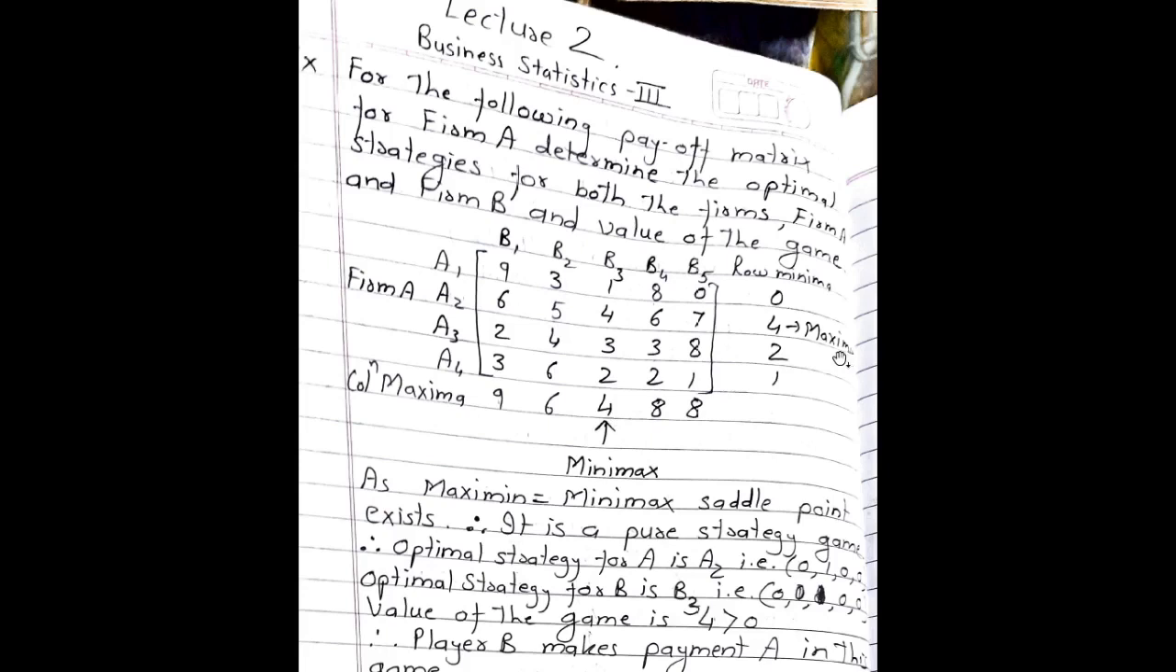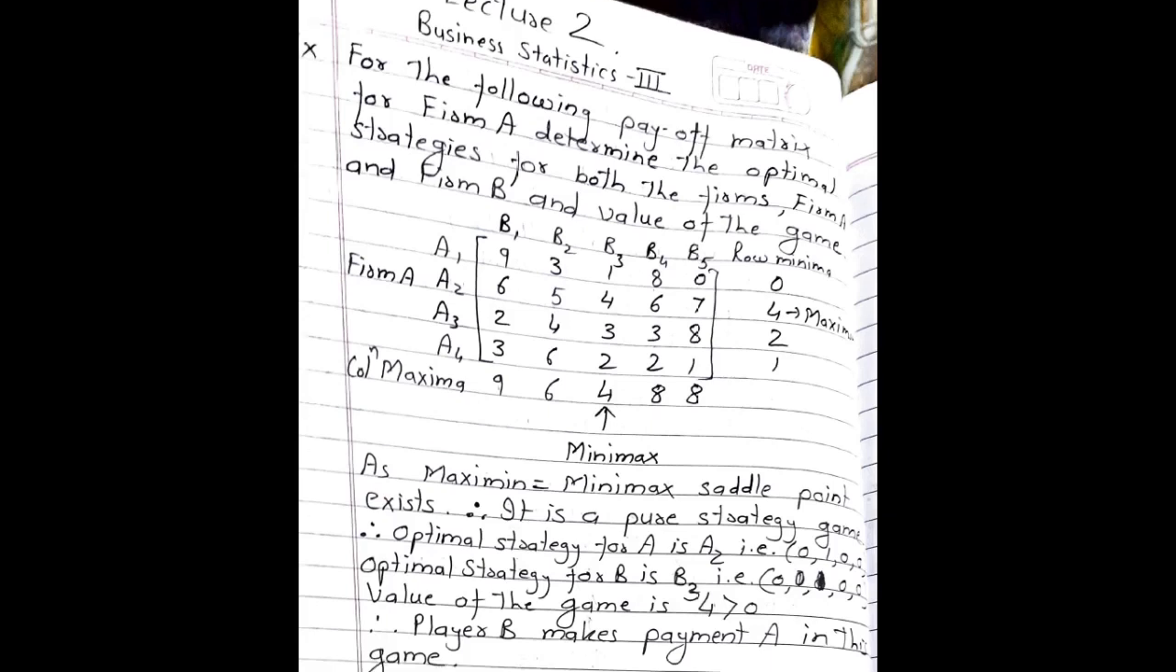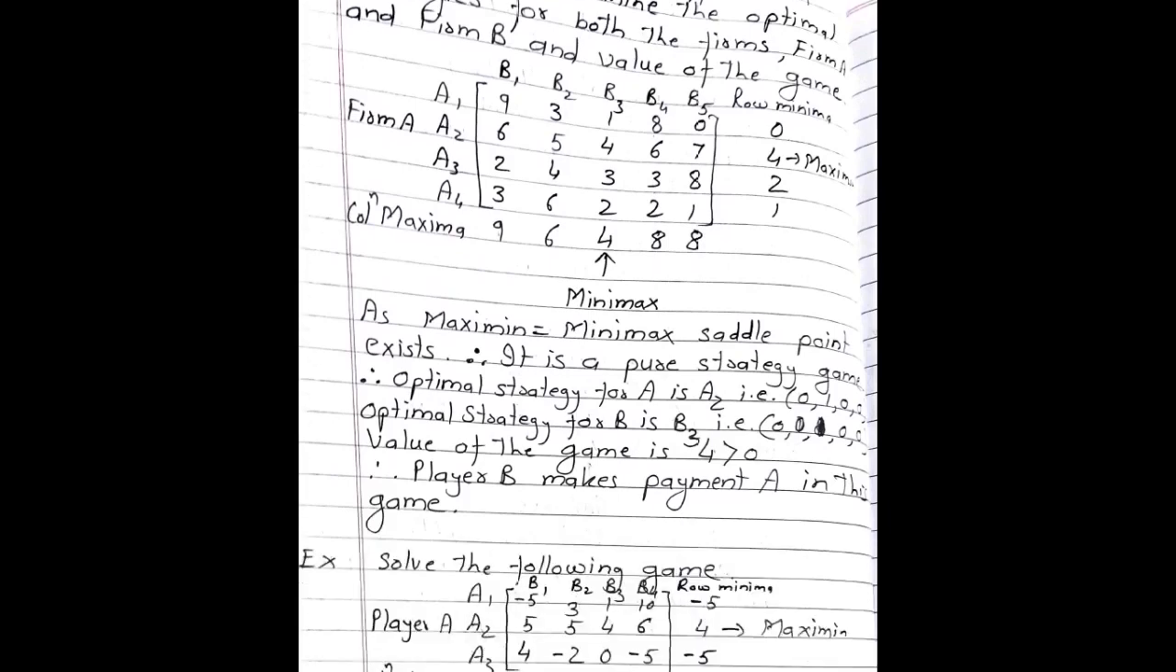So as maximin is equal to minimax, saddle point exists. Therefore, it is a pure strategy game. Therefore, optimal strategy for A is A2, that is 0, 1, 0, 0. And optimal strategy for B is B3, that is 0, 0, 1, 0, 0. And value of the game is 4. So, as value of the game is positive, player B makes payment to A in this game.